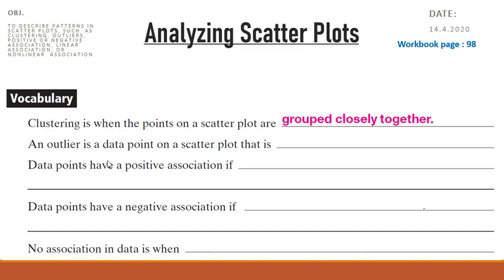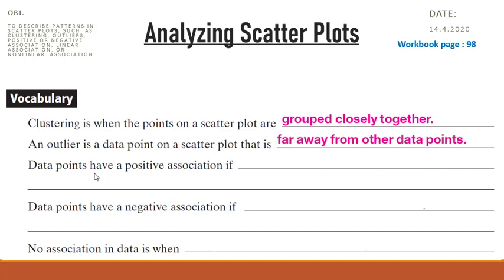The outlier is a data point on a scatter plot. I can't hear you well. This is Mustafa again. Yes, again, Mustafa. Yes. Again, I can't hear you well. Abdullah. Okay, an outlier is a data point of a scatter plot that is far away from other data points. Great. So it's one point that is far away from other data points. Good.